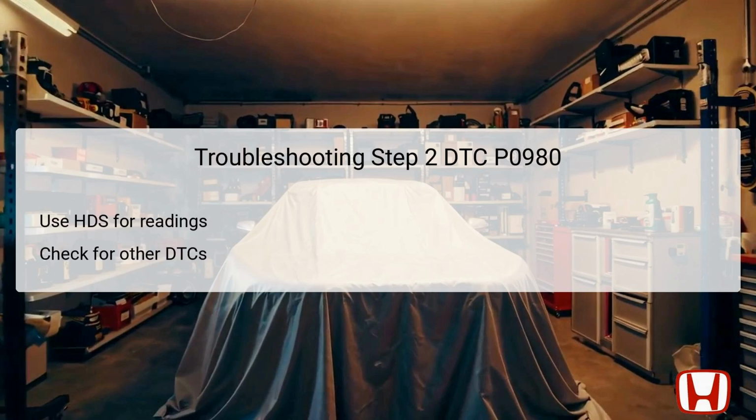The second step involves using the HDS, or Honda Diagnostic System, to gather diagnostic readings and assess the vehicle's overall health. Upon connecting to the vehicle's onboard systems with HDS, it is important to check for the presence of other diagnostic trouble codes, or DTCs. The HDS will provide valuable insights and help confirm whether any additional codes are present that may indicate other underlying issues impacting the shift solenoid valve C operation. If other DTCs are found, they might be related and could influence the resolution of the P0980 error. It's critical to prioritize resolving any active codes before focusing solely on the shift solenoid issue, to ensure that all related malfunctions are properly addressed.